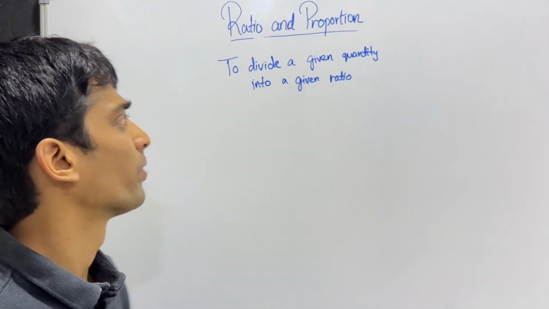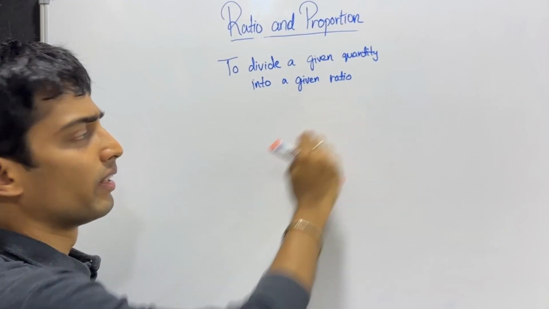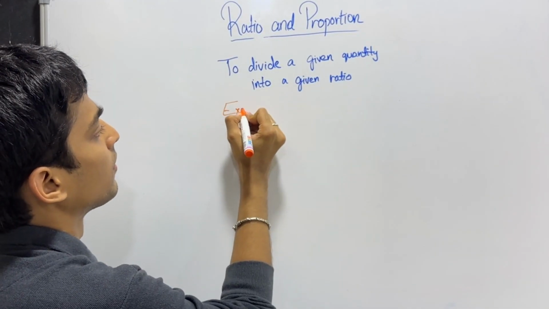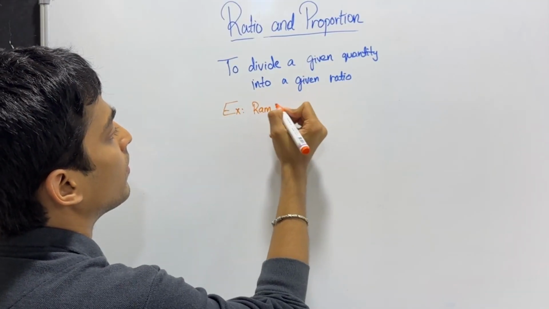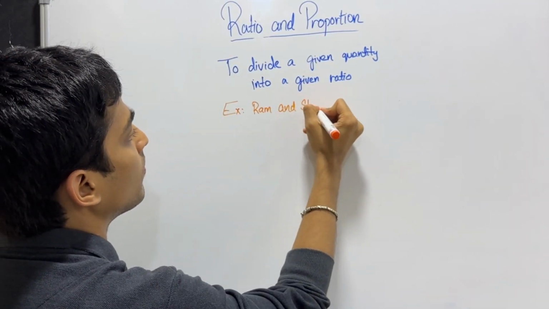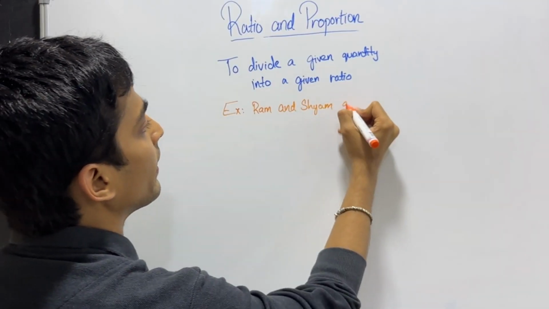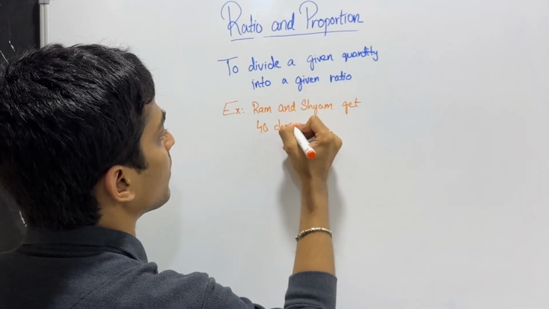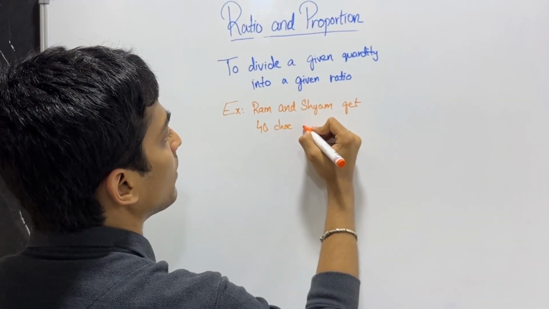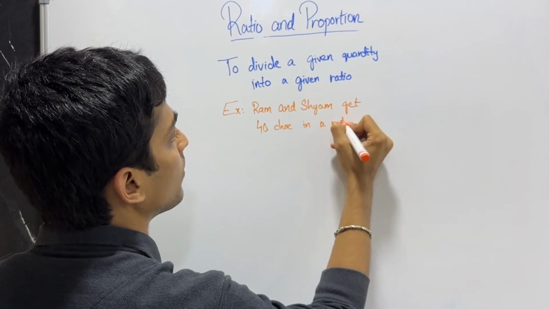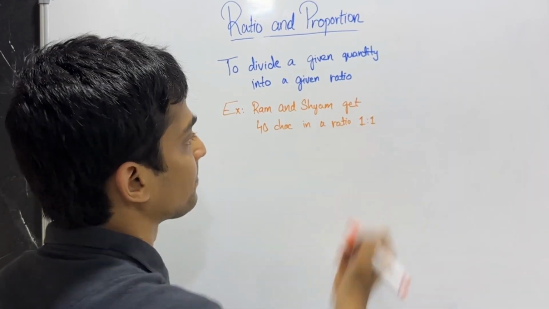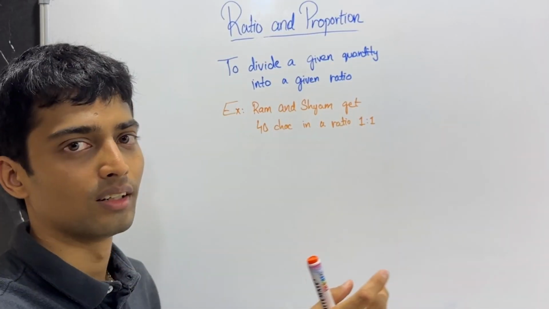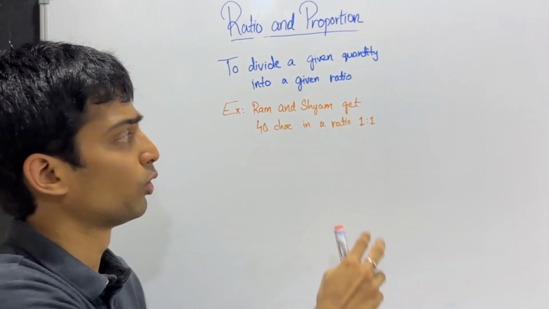So next we are going to do how to divide a given quantity into a given ratio. Now let's take an example. So the example is: Ram and Shyam get 40 chocolates in a ratio of 1:1. So there are 40 chocolates and those 40 chocolates are divided between Ram and Shyam in the ratio 1:1.